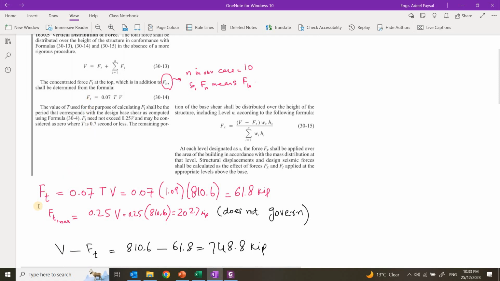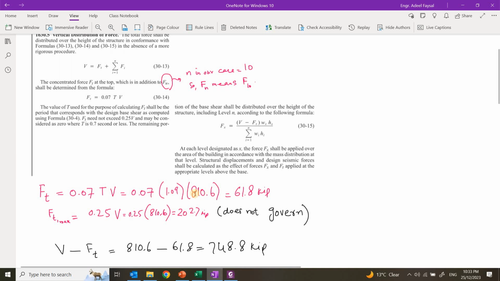Now, what is this FT? It is the additional force to be applied at the top level. Okay, so FT is 0.07 TV, where T is the time period in seconds and V is the base shear. We just calculated it: 61.8 kip.